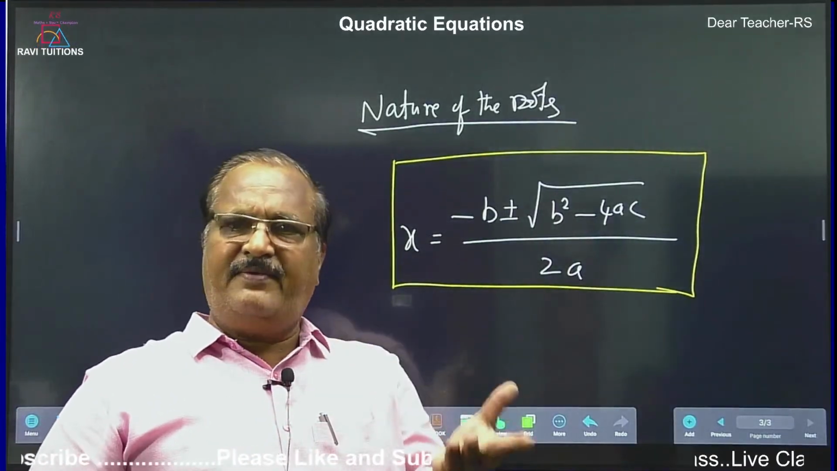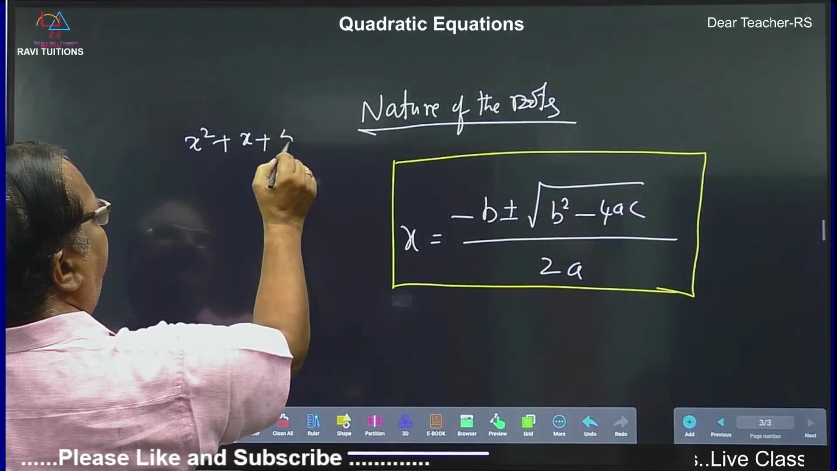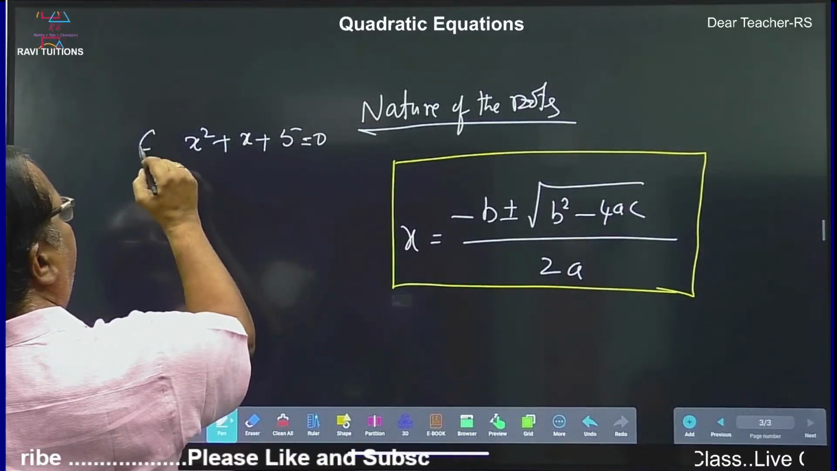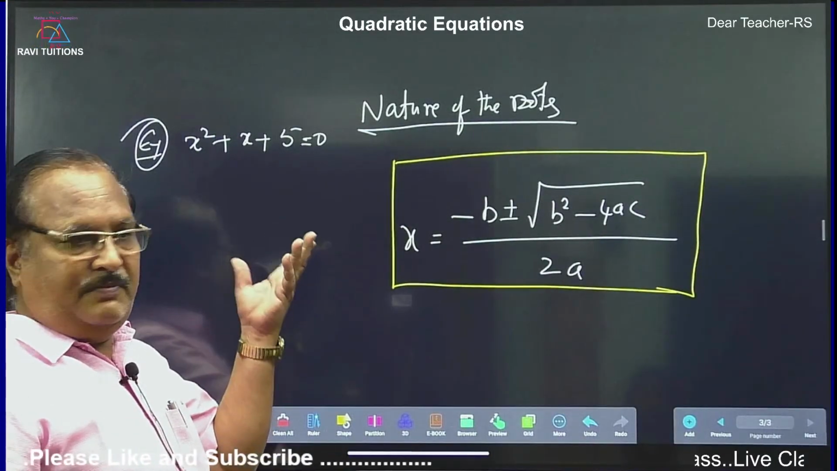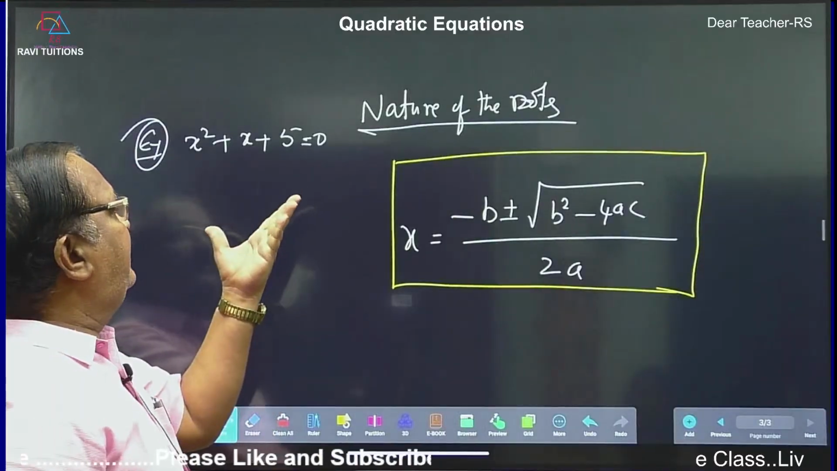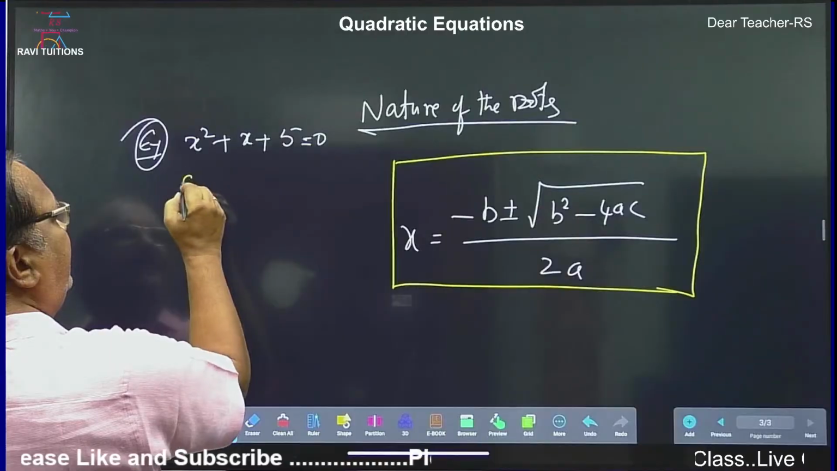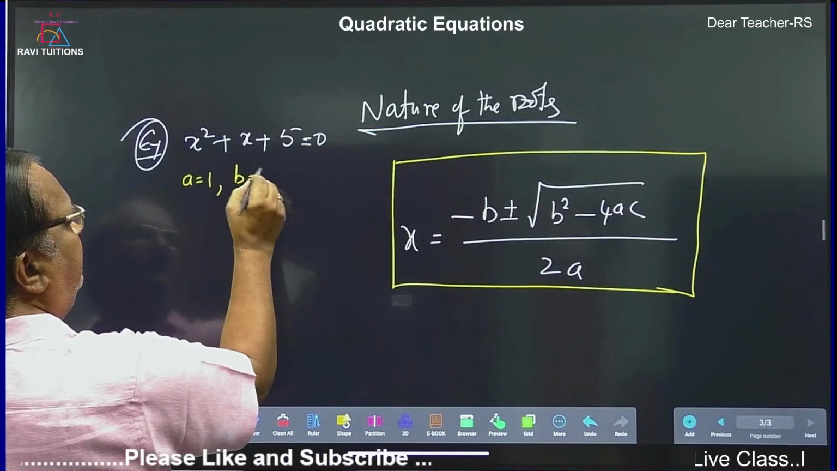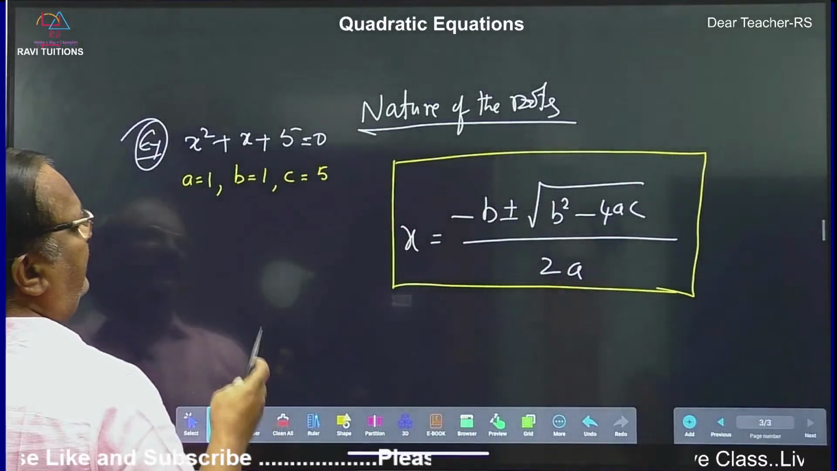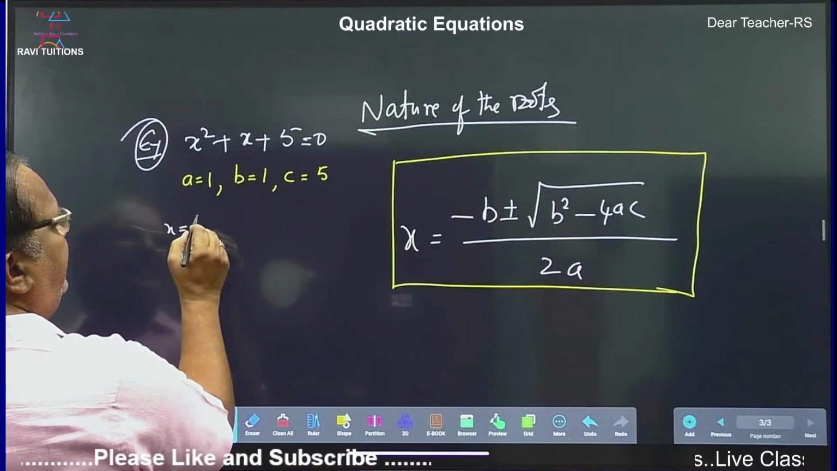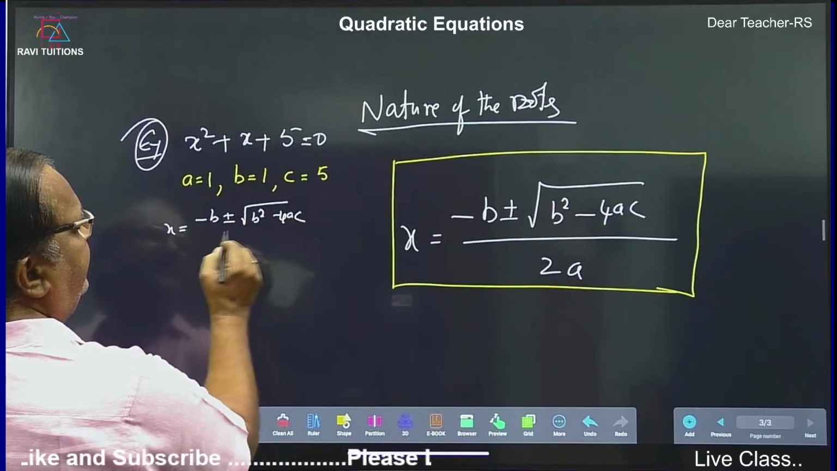Suppose you are not getting factors, right? Example: x² + x + 5 = 0. You cannot split this into the middle term. There is no splitting. So at that time you have to use this formula. So here a is equal to how much? Tell me, Pavani. a = 1, b = 1, c = 5. Now you write the formula: minus b plus or minus square root of b² minus 4ac by 2a.